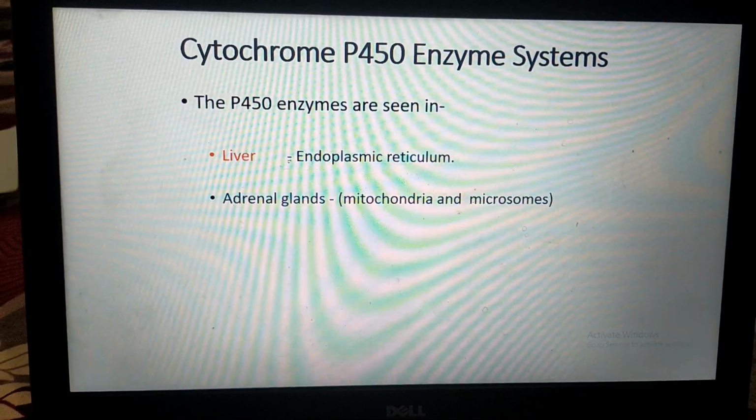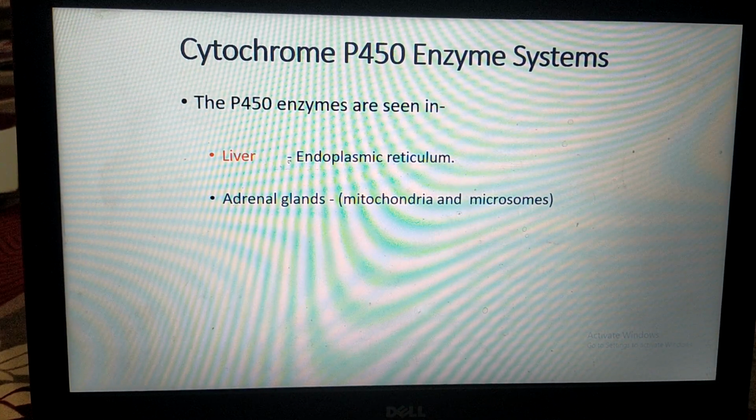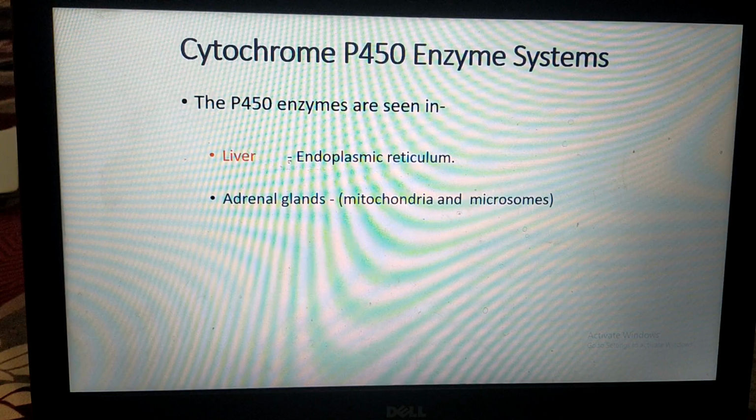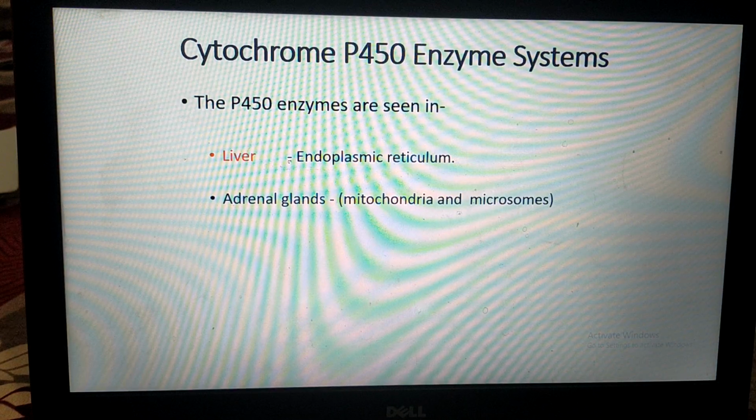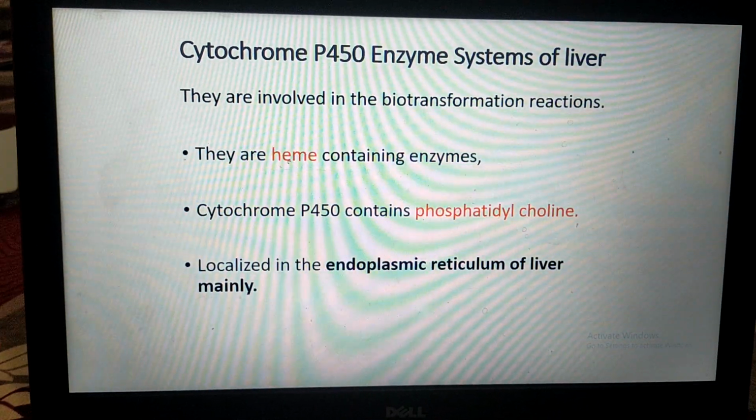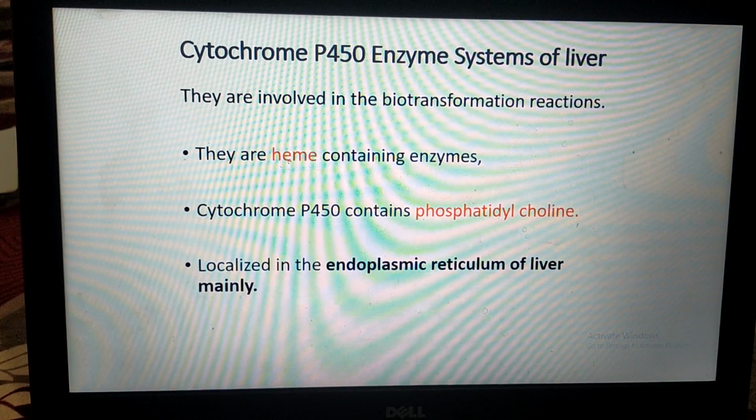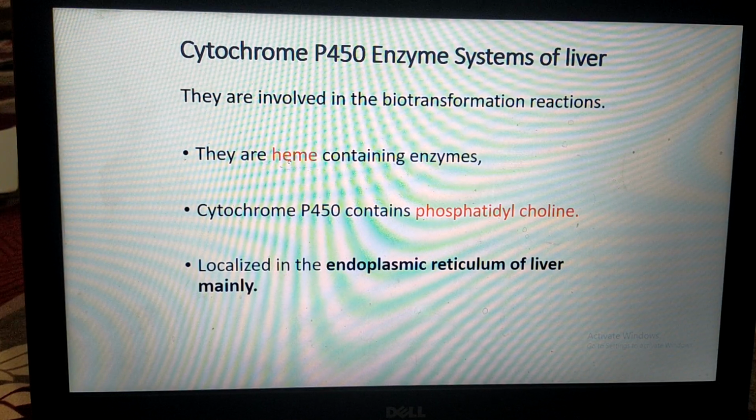Where are they present? The cytochrome P450 enzyme system is mainly present in the liver. In the liver, they are found in the endoplasmic reticulum. They are also found in the adrenal glands. In the adrenal glands, they are mainly present in mitochondria and microsomes. Now, these cytochrome P450 enzymes contain heme and they contain phosphatidylcholine. Phosphatidylcholine means lecithin. It is a phospholipid. So, I have told you they are located in the endoplasmic reticulum of the liver mainly.